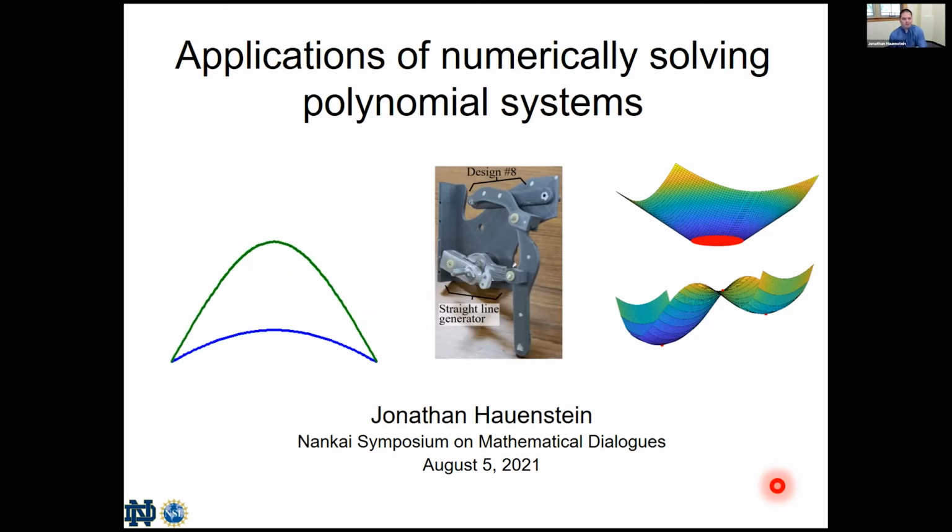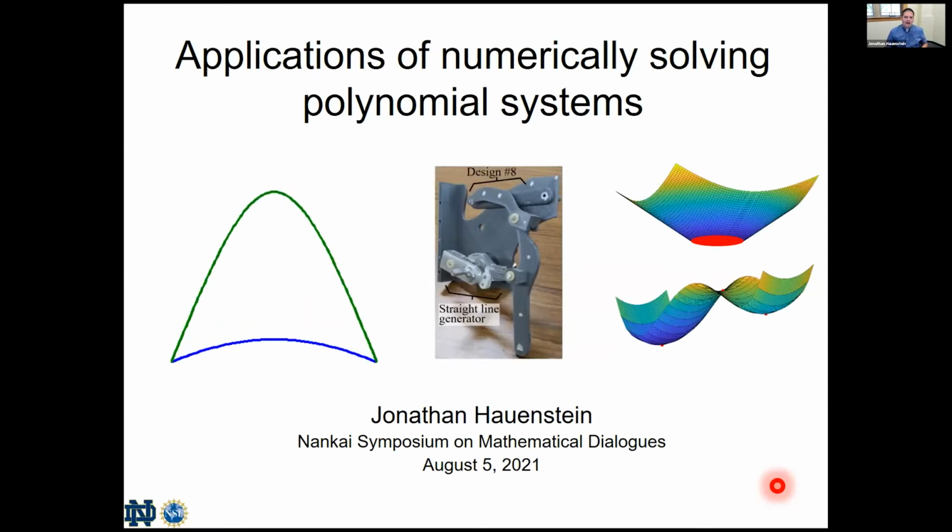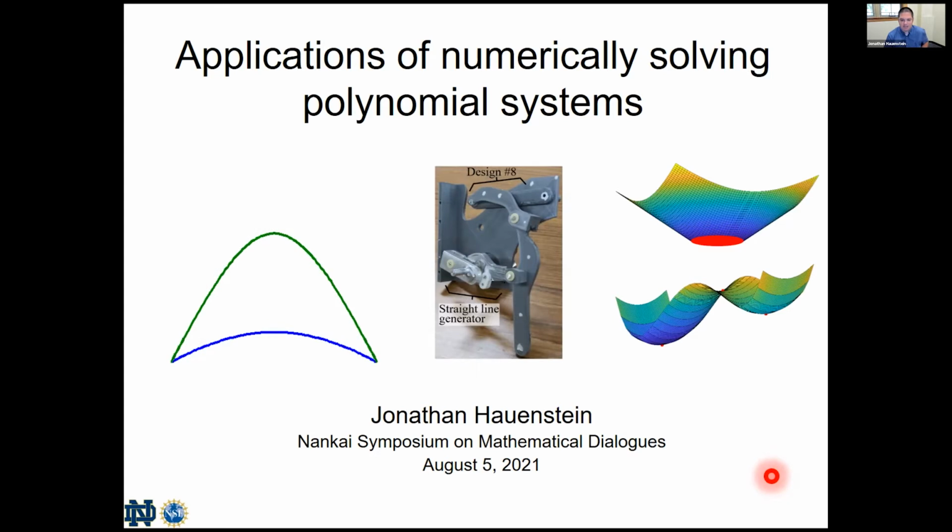So what I want to talk about today is three different applications. One's in differential equations, one's in mechanical engineering, and one is in machine learning, of how we're using numerical methods to solve polynomial systems in these applications.